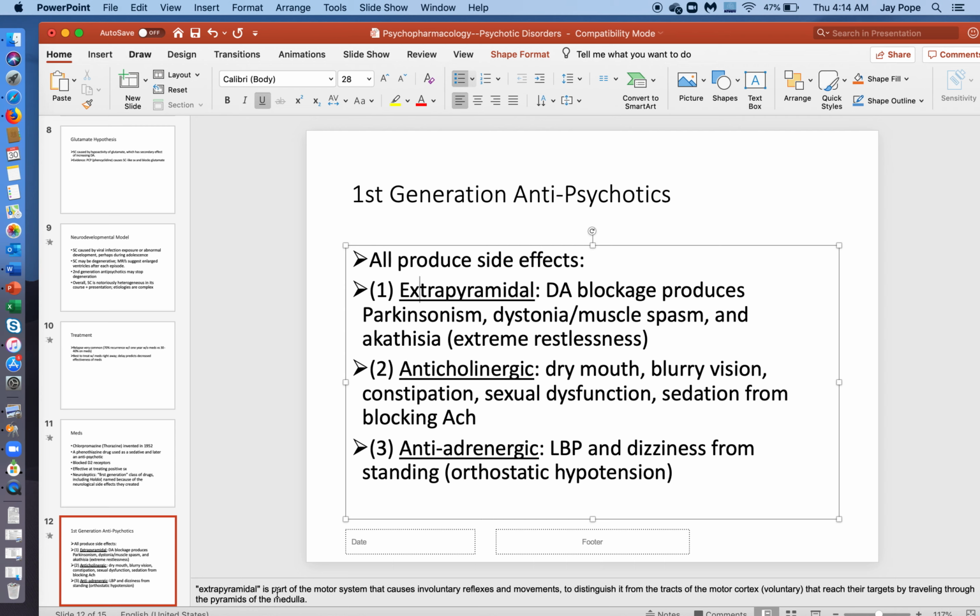Down here on the notes on the bottom, I wrote, extrapyramidal is part of the motor system that causes involuntary reflexes and movements. To distinguish it from the tracts of the motor cortex, which are associated with voluntary movements that then reach their targets by traveling through the pyramids of the medulla. So we say extrapyramidal, meaning outside of the pyramids of the medulla. That's where it gets its name.